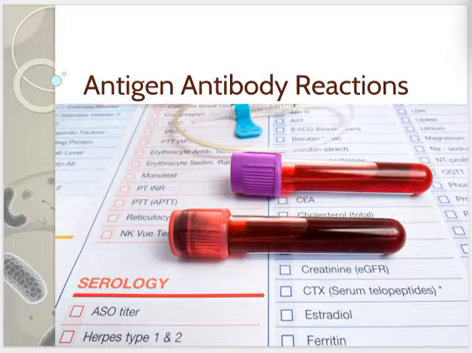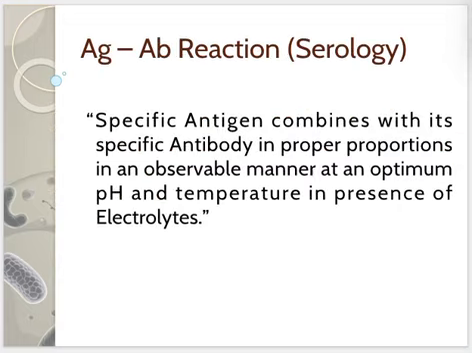Now, let's clarify what an antigen-antibody reaction really means in serology. It's when a specific antigen combines with its matching antibody under the right conditions, like optimal pH, temperature, and electrolytes, and this combination becomes observable. This specificity is what allows us to detect precise immune responses reliably in laboratory tests.